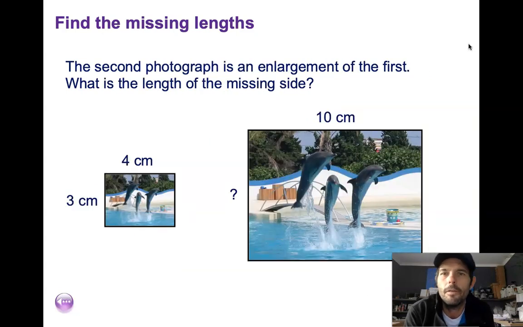Okay, here in a photograph, there's an enlargement. So what is the length of the missing side? Again, we need to look at the top side where it says 4 centimeters, and that increases to 10 centimeters. So what do I multiply 4 by to get to 10? You can just divide 10 by 4 and you'll see that it's 2.5. Therefore I must multiply 3 by 2.5, and that gives me 7.5. Okay, 3 times 2 is 6, and then 3 times a half is 1.5. Put them together, you get 7.5.